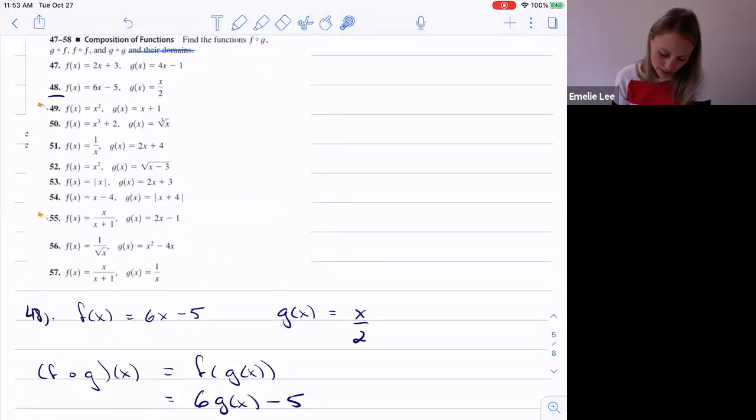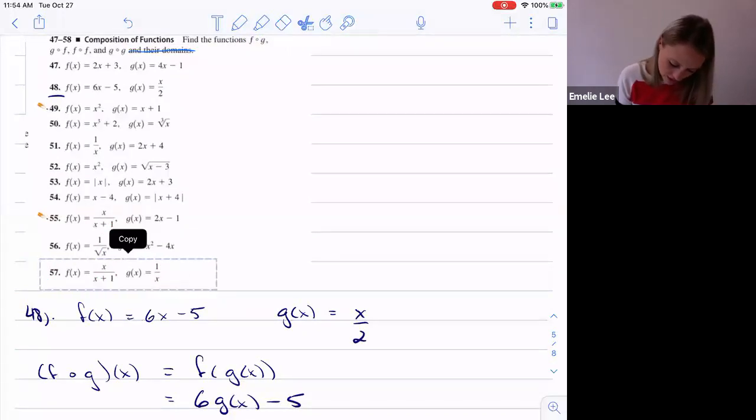Let's do one with a fraction in it, just to practice some of our fraction work. Right, let's do 55 here. Or you know what? Let's do 57. That's a hard one. Why is it hard? Well, I've got x in the numerator, I've got x in the denominator, and then I've got another fraction 1 over x. So this one's definitely difficult, so let's do this one together.